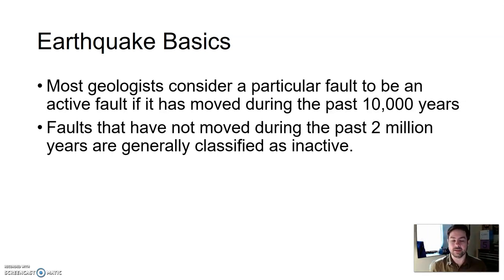When we're talking about geology and geologic time, remember, we're talking about 4.54 billion years of Earth. So 10,000 years, even 2 million years, that's a blink of an eye as far as the Earth is concerned.